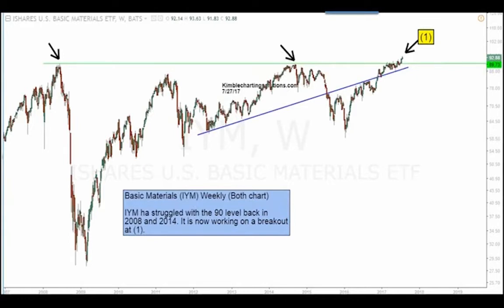But it's interesting how, about the time that a lot of people in society were questioning whether the reflation theme was dead, all of a sudden some of these assets have really perked up of late.